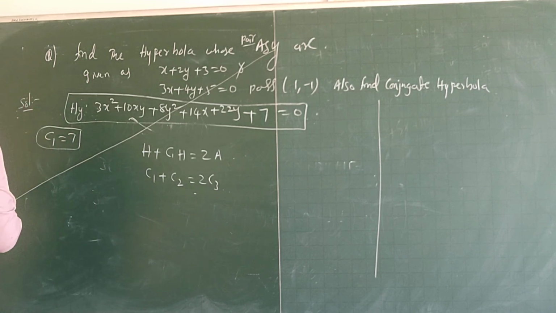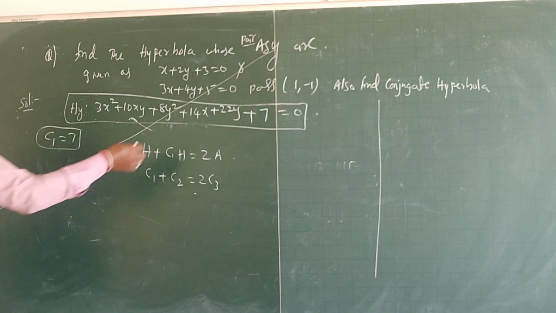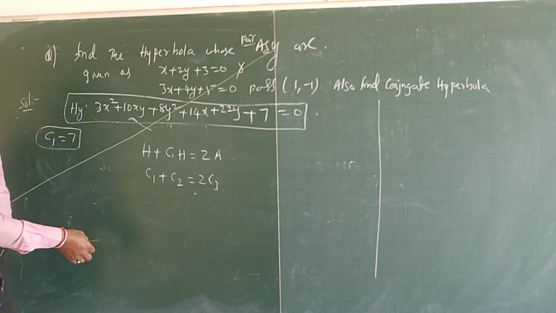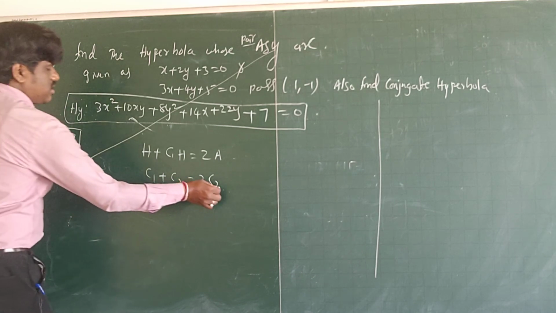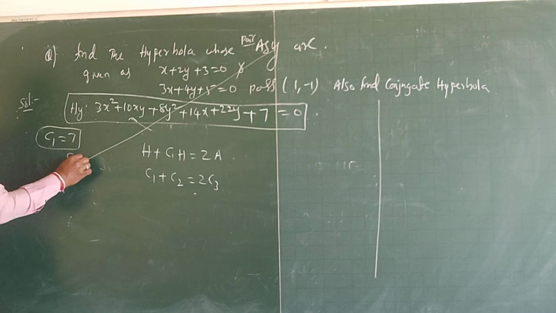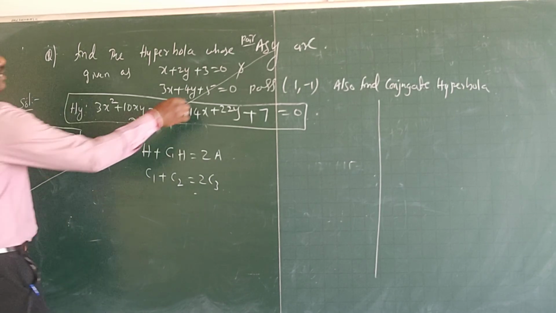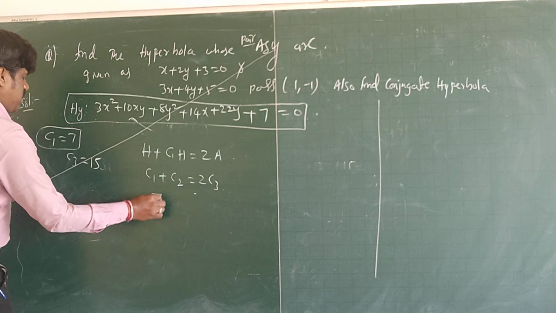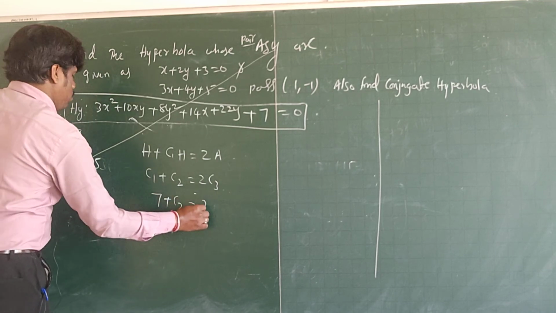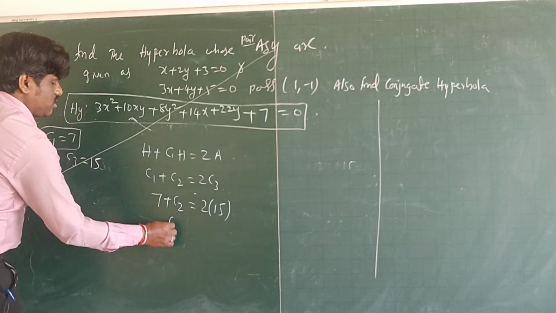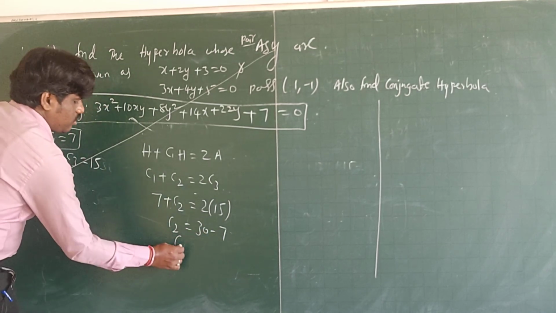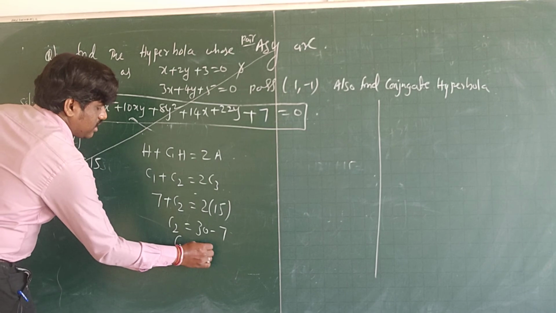Asymptote equation, what you got? I erased it. Asymptote equation. C value, tell me, just C value. 15. So C3 is 15. Okay, then here I get 7 plus C2 is equal to 2 times of 15. So C2 is equal to 30 minus 7. Okay, then C2 is equal to 23.